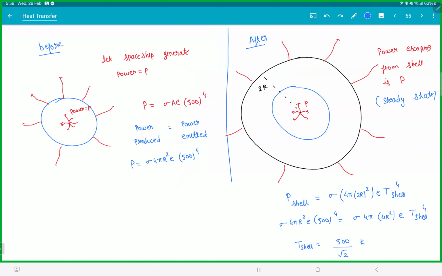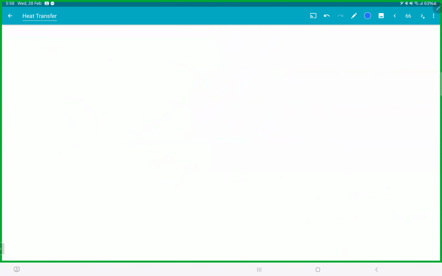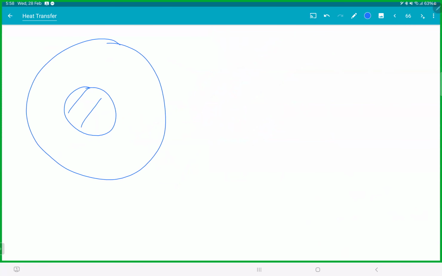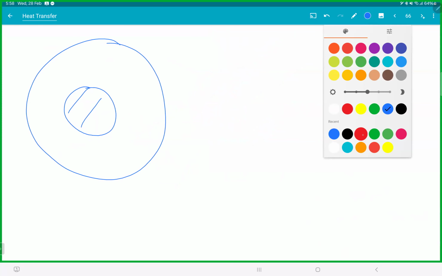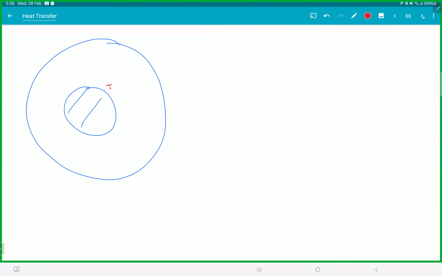Turn the page. Now listen to this thing. Here, this is important. Now let's take the energy flow diagram for this ship. Let the temperature of the shell be T. Let T dash be the temperature of the spaceship.